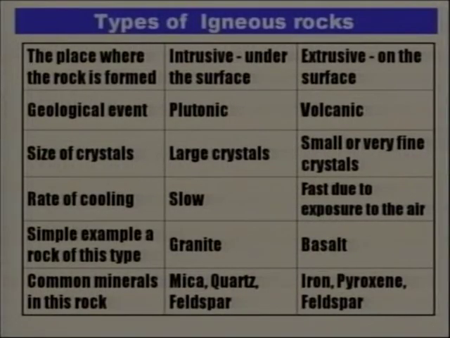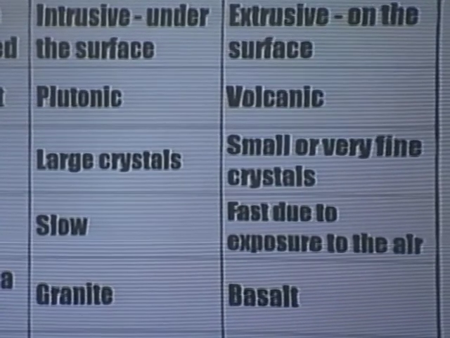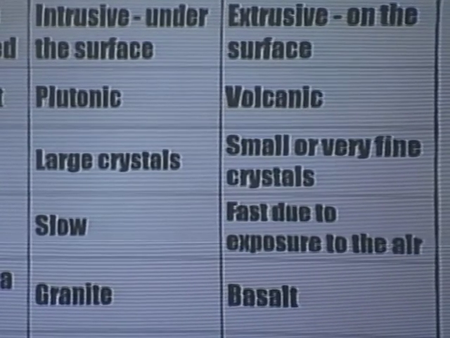On the surface, note, it's due to the exposure to the air, resulting in the fast cooling. So volcanic igneous extrusive rocks tend to contain fine or very small crystals because of the fast rate of cooling, whereas the igneous intrusive plutonic rocks tend to have larger crystals because the rate of cooling has been slow and the crystals have had time to develop or be formed.